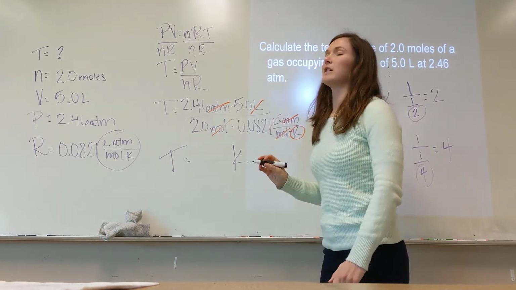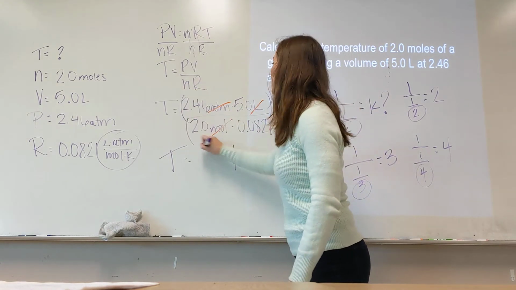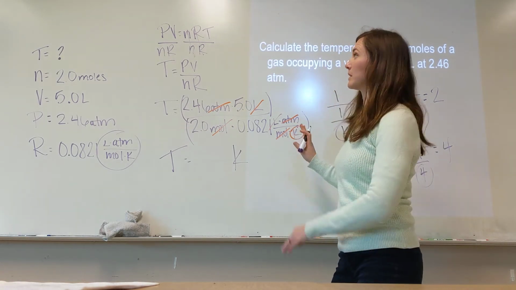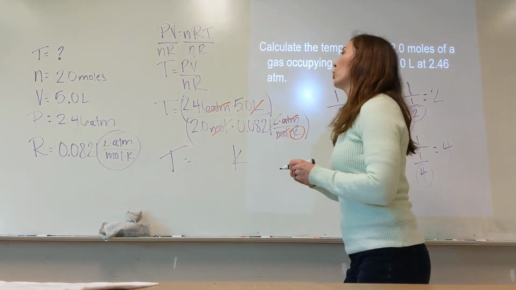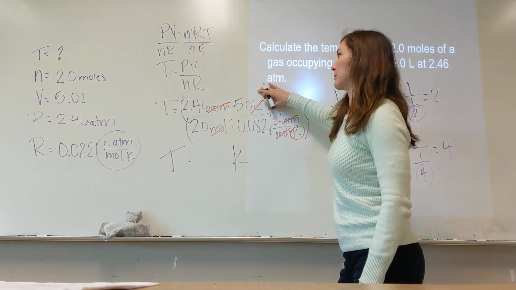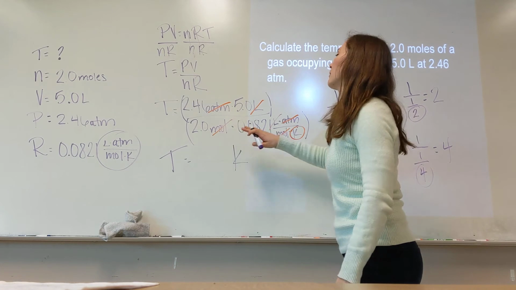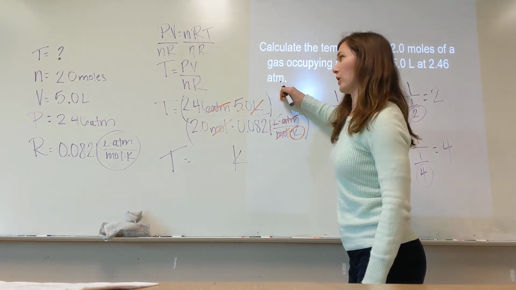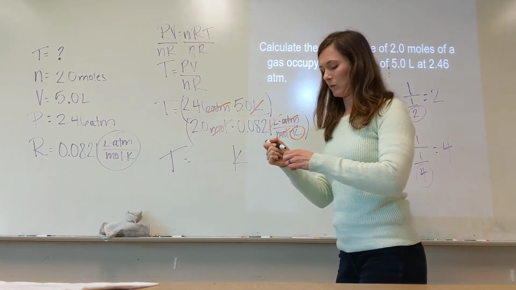When you go to plug all of this into your calculator, make sure that you put parentheses around everything so that your calculator performs this mathematical expression correctly. Either that or multiply your 2.46 times 5, hit enter, then separately do 2 multiplied by 0.0821, then divide the number that you got for this by this and hit equals.